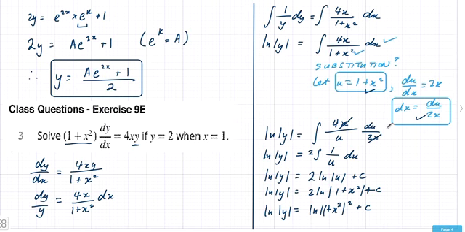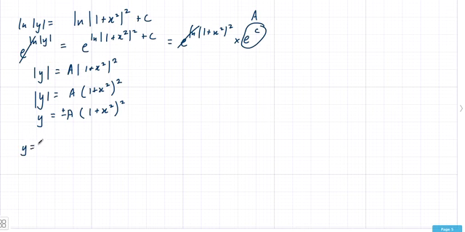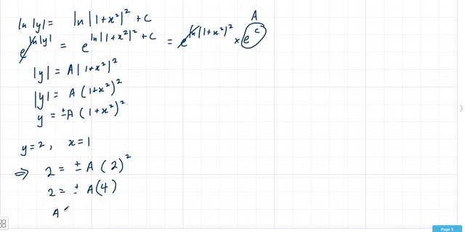So the conditions we've got are y equals 2, x equals 1. So let's throw those in. y equals 2, x equals 1. 2 equals 1 plus 1, so 2 squared. 2 equals a times 4. So we're going to have a equals plus or minus 2 over 4, which is plus or minus a half.